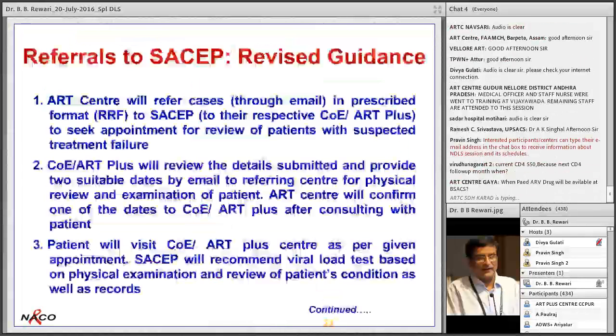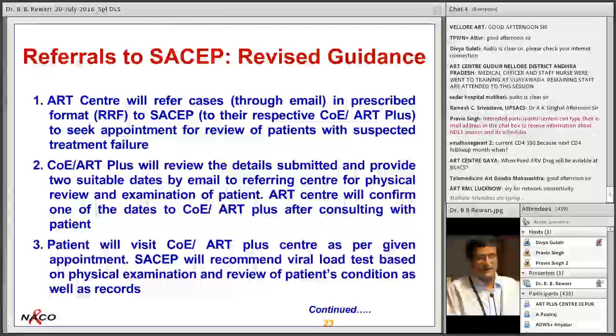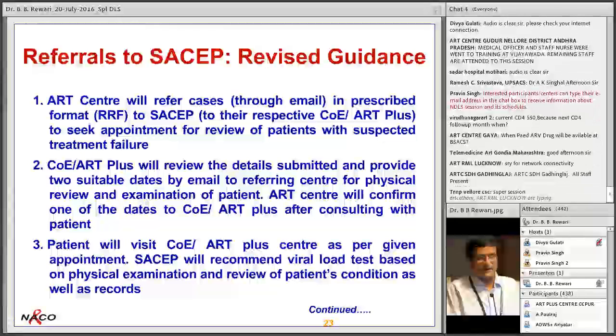Now in SACEP there were delays of months together because the patient had to travel and was not able to travel. So now we have the 10 commandments of referral. The ART center will refer cases through email, COE or ART Plus will review this and give 2 suitable dates by email, and then the patient will visit as per the given appointment, and SACEP will recommend viral load. There is no change in this. This is the existing mechanism as of now.